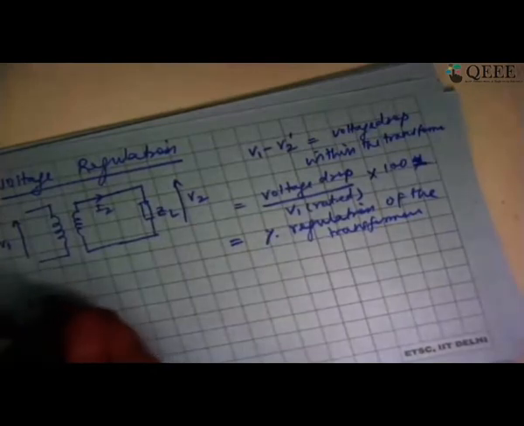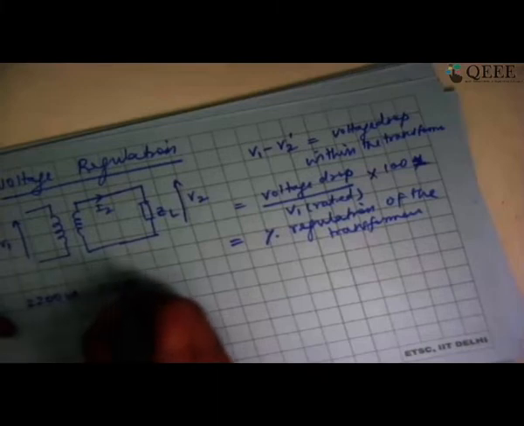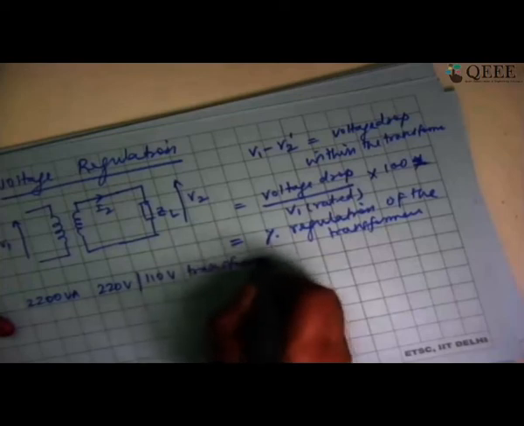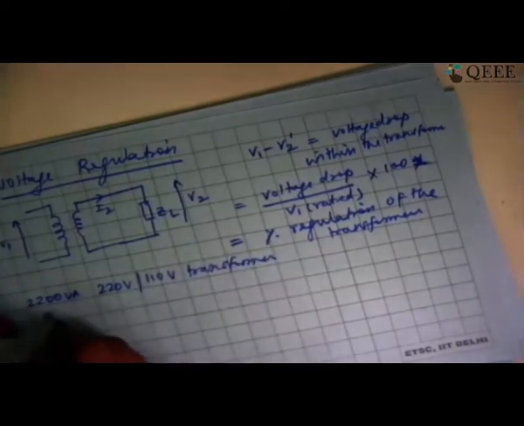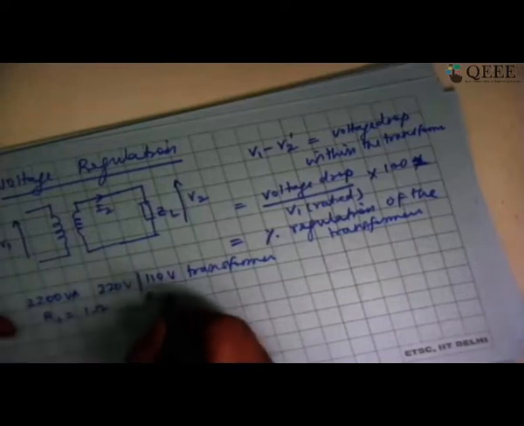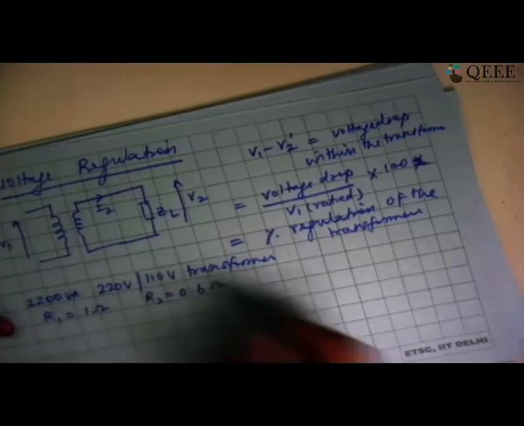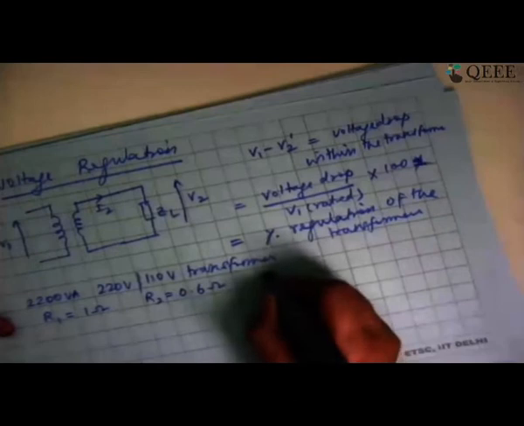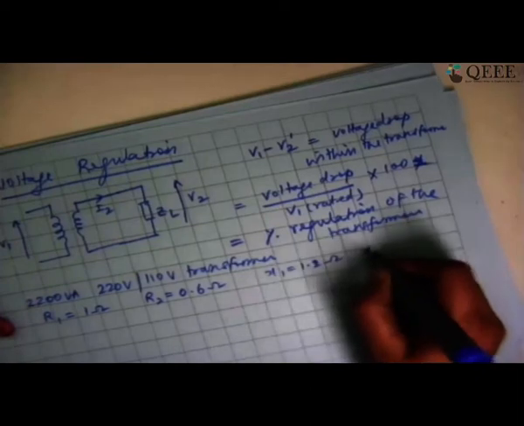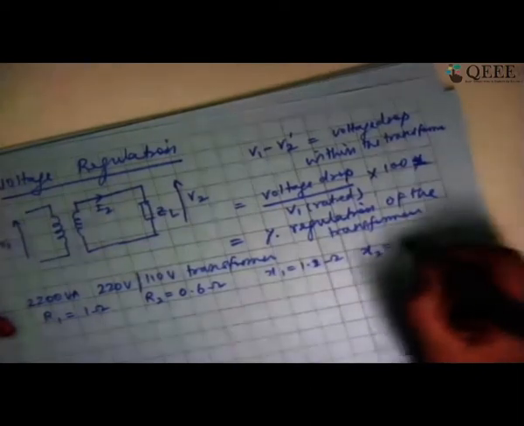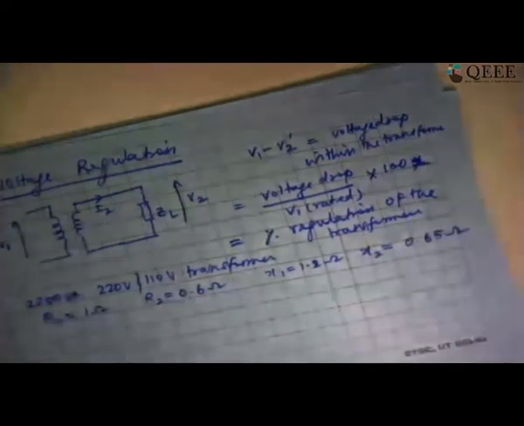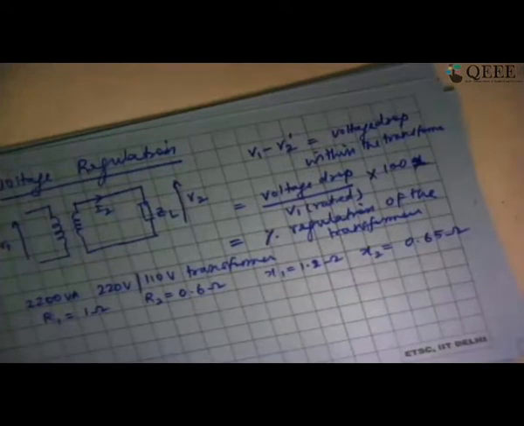Let us take typically one example. Let's take the same 2200 VA, 220 volts, 110 volts transformer. Let me take, maybe my R1 is probably 1 ohm and R2 is about 0.6 ohms. I'm just taking some values arbitrarily. X1, let us say, is 1.2 ohm and X2 is probably 0.65 ohm. Okay, so I'm just taking some values arbitrarily.